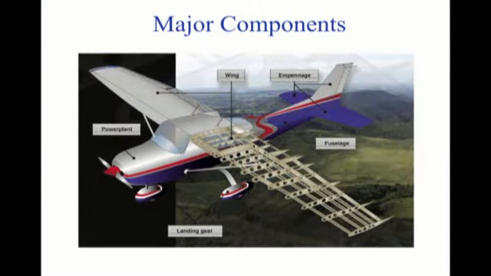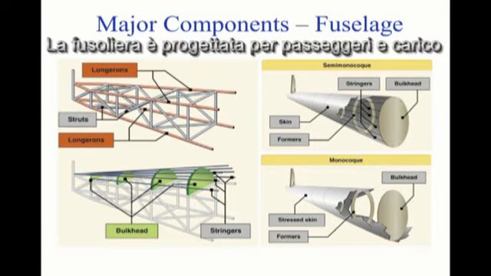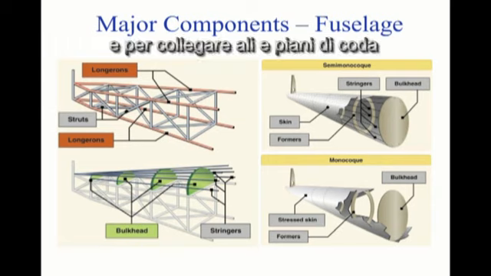Although airplanes are designed for a variety of purposes, most of them have the same major components. Most airplane structures include a fuselage, wings, an empennage, landing gear, and a power plant. The fuselage is the central body of an airplane and is designed to accommodate the crew, passengers, and cargo. It also serves to connect all the other main components of an aircraft.